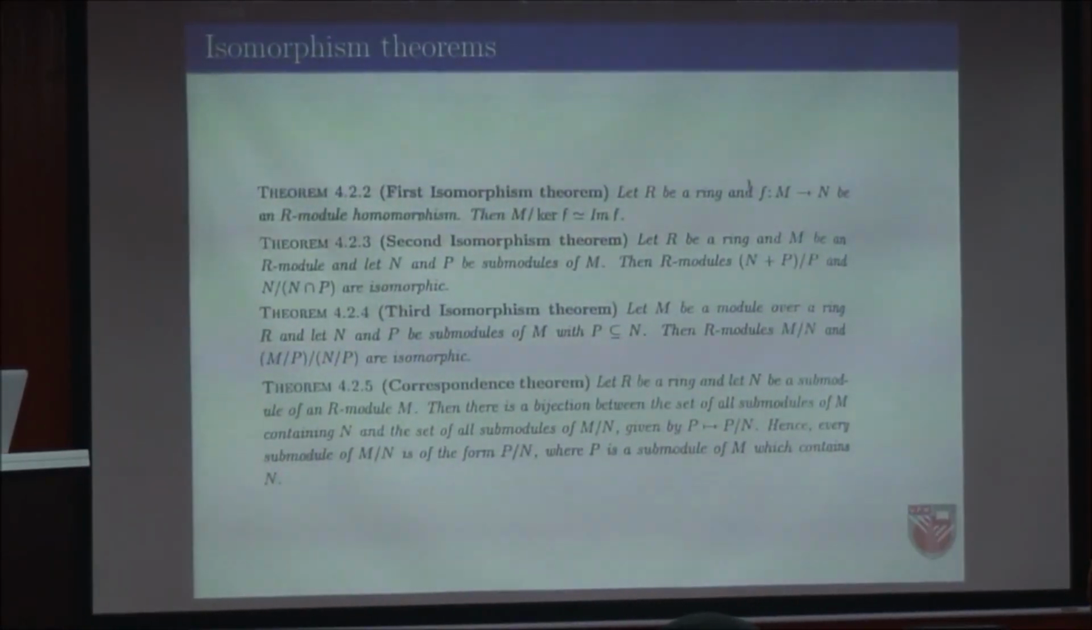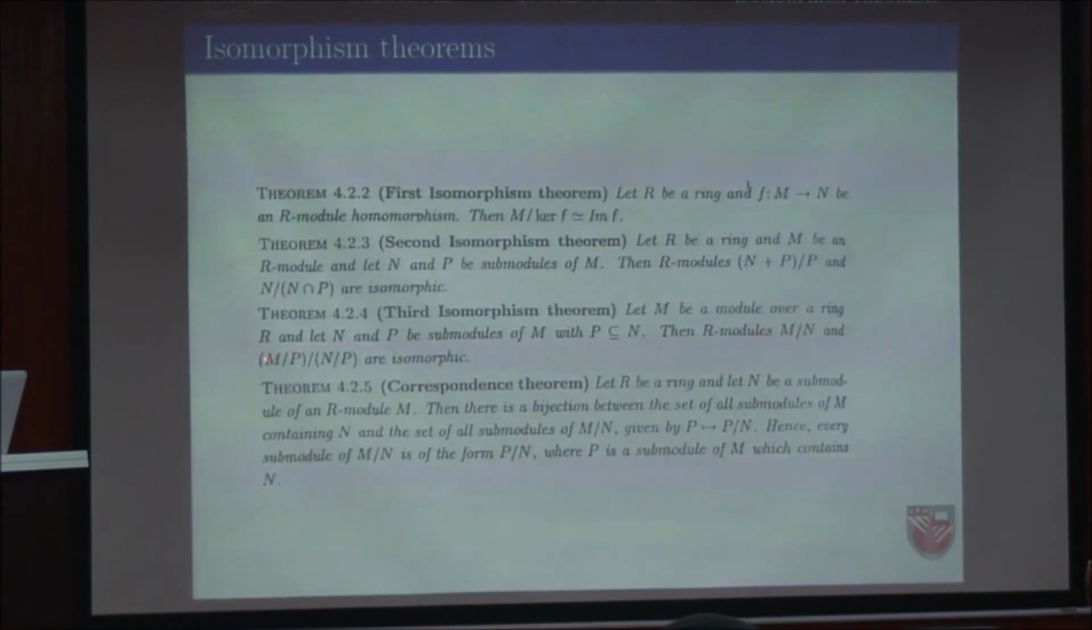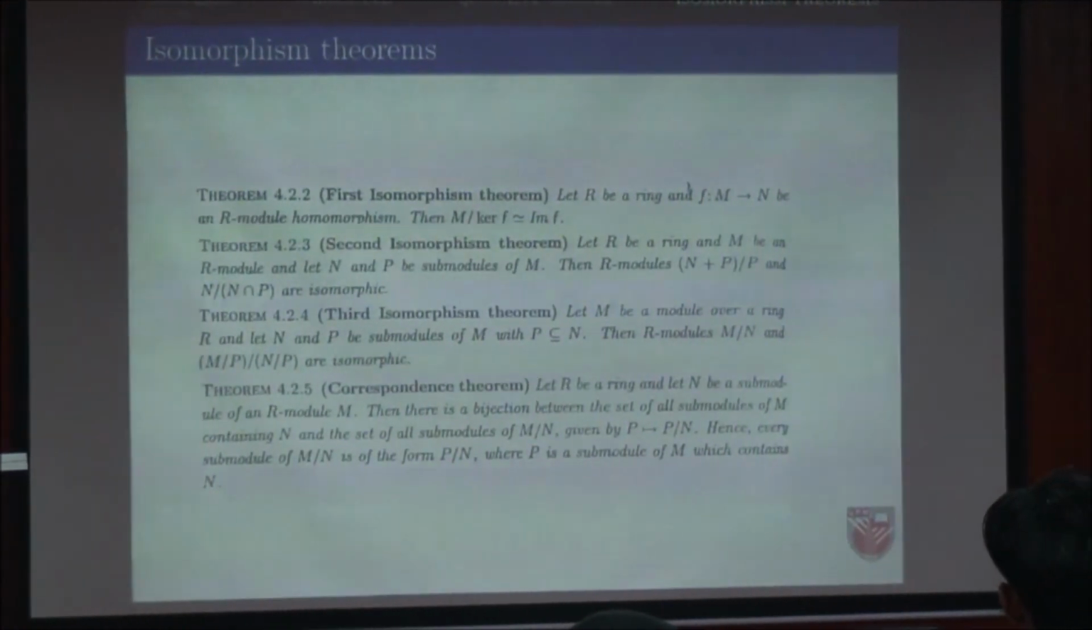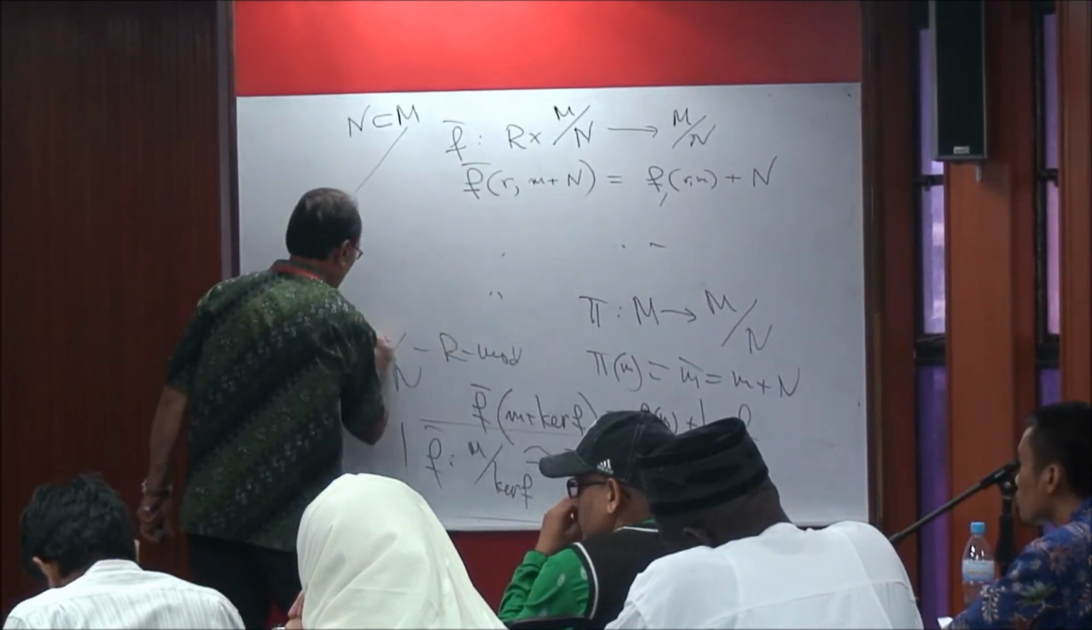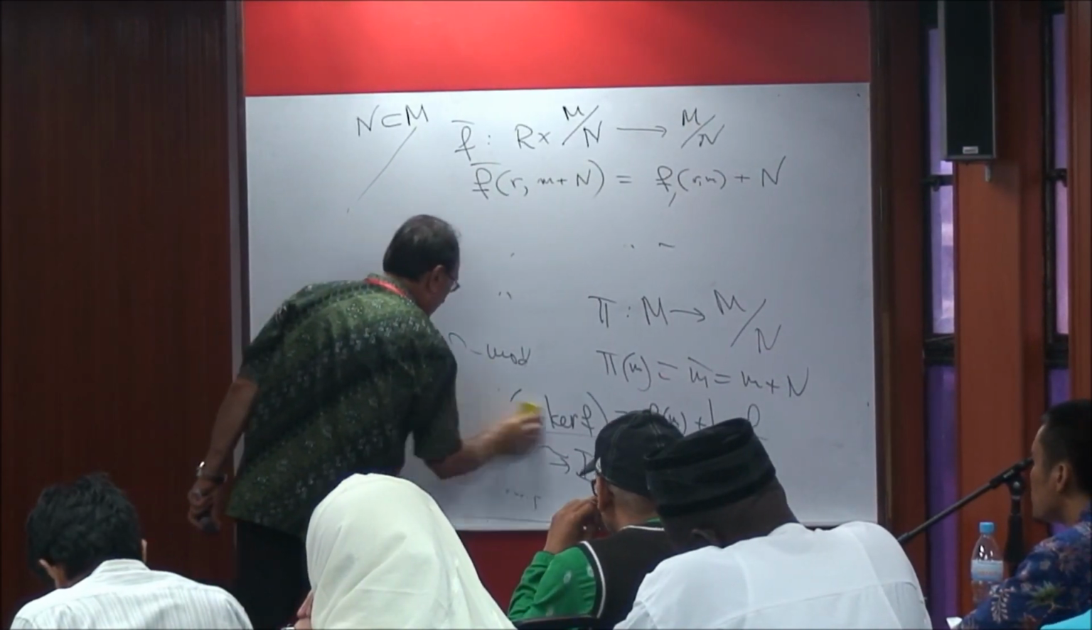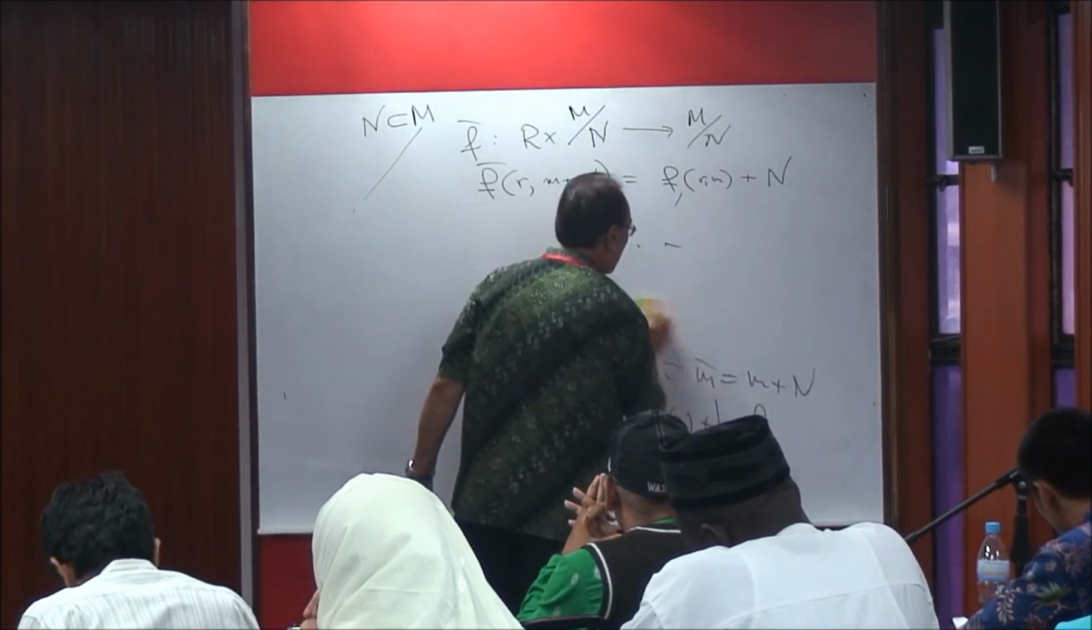The third isomorphism theorem is the same. If you take some submodule of N, then you can cancel N, so M over this quotient module and this quotient module are isomorphic. Easily checked. Here is the corresponding theorem stating the following. Let me just draw.